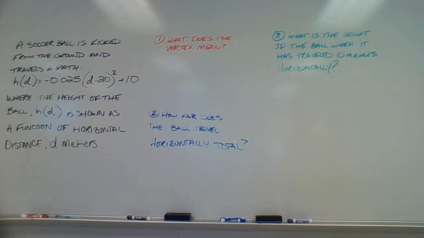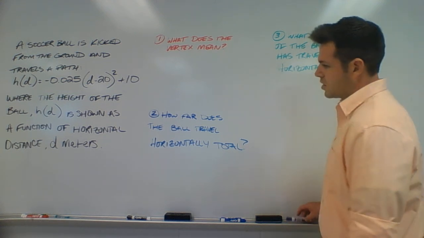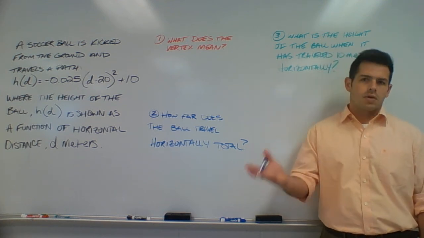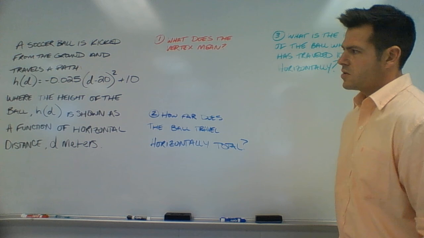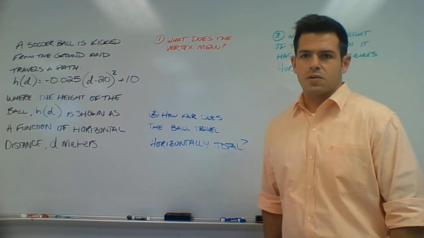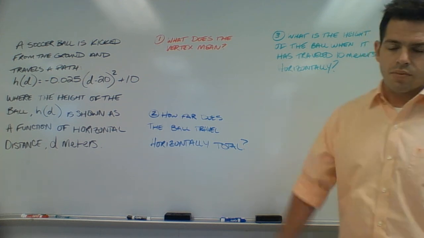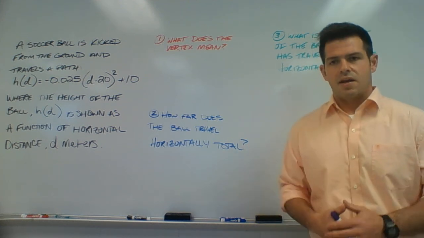Our three questions that we're going to focus in on here are: one, what does the vertex mean? Two, how far does the ball travel horizontally total? And then finally, three, what is the height of the ball when it has traveled 10 meters horizontally? So a lot going on in this problem, very wordy. If you need to reread the problem yourself when you're doing these on your own, please make sure to do that. If you need a moment to annotate the problem, please make sure you do that.